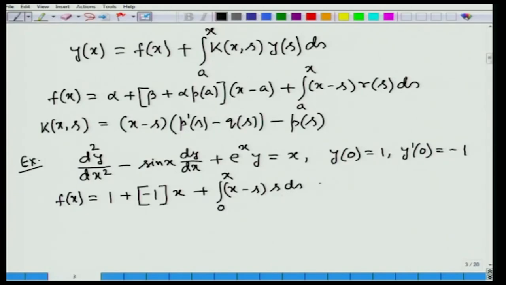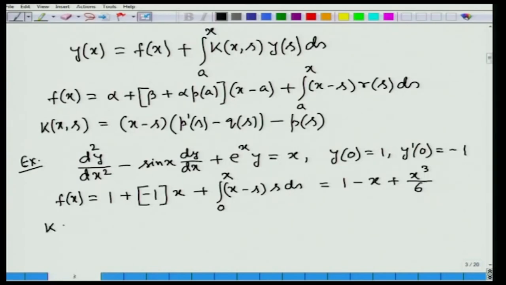And after evaluating this integral, you can find that the first term, 1 minus x, x s d s, after integration will give you x cube by 2, and minus a square d s from 0 to x will give you minus x cube by 3. So, after simplification this will be equal to x cube by 6.